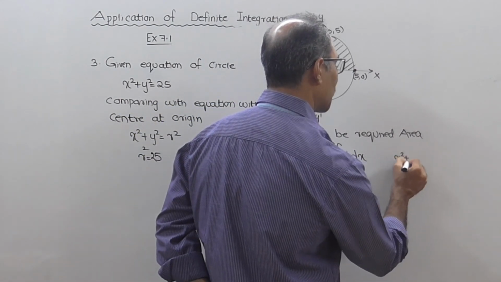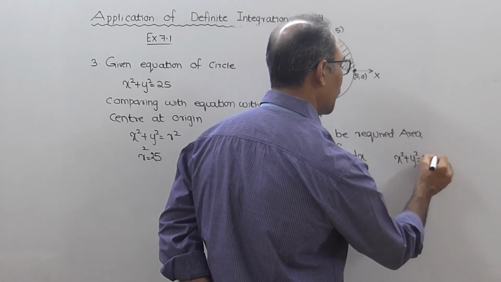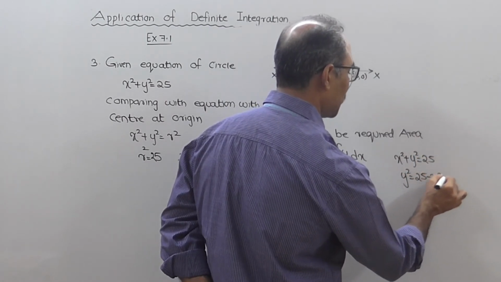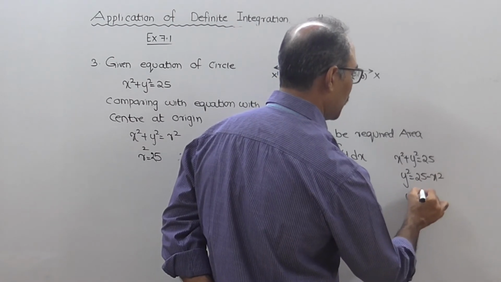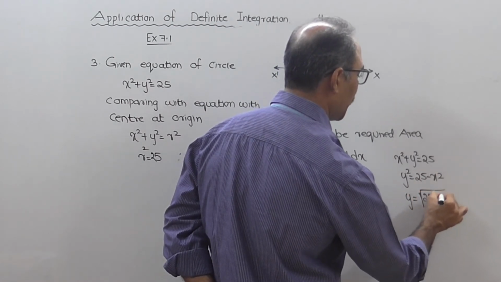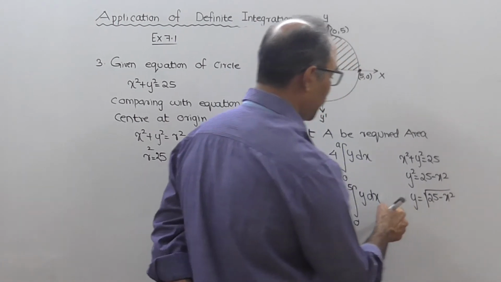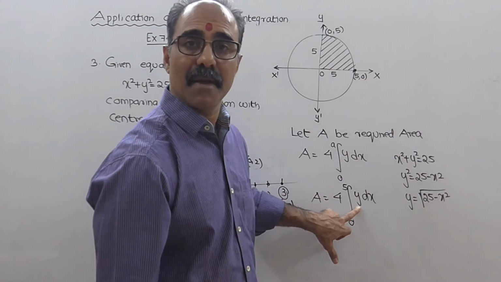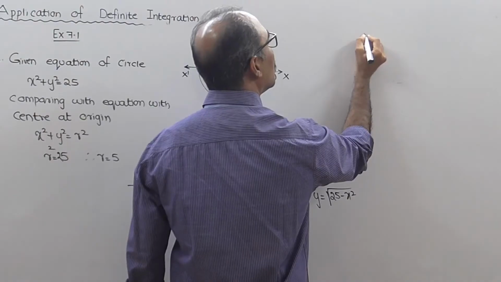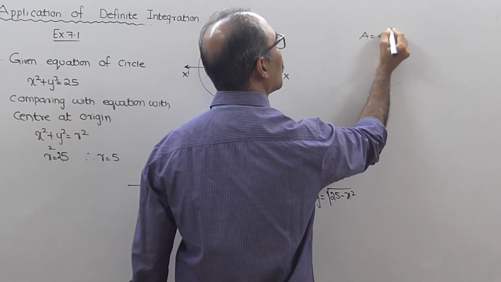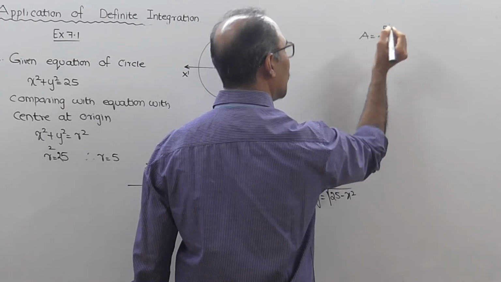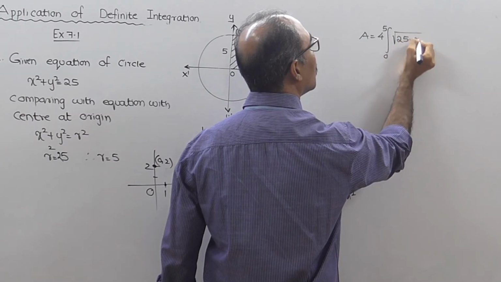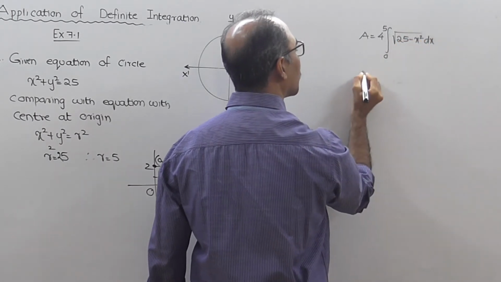They have given that x square plus y square equal to 25. So can I say that y square equal to 25 minus x square? So y equal to, there is no plus or minus, you have to take positive, root of 25 minus x square will be the value for y. Now what you have to do is put the value of y here as root of 25 minus x square and then integrate. So my area will be 4 integration 0 to 5 square root of 25 minus x square dx.